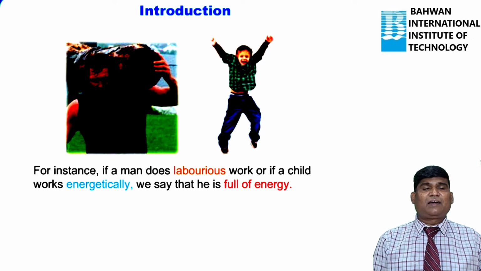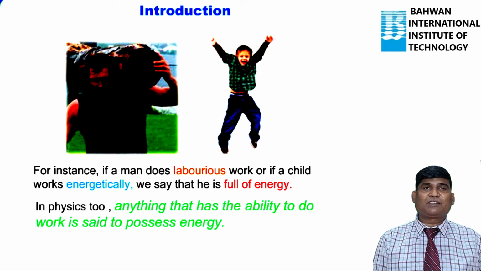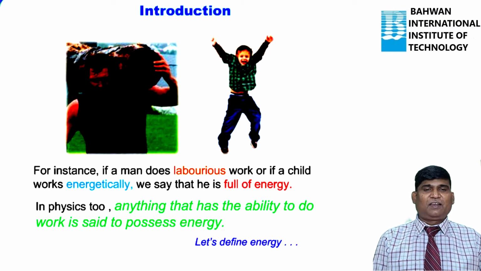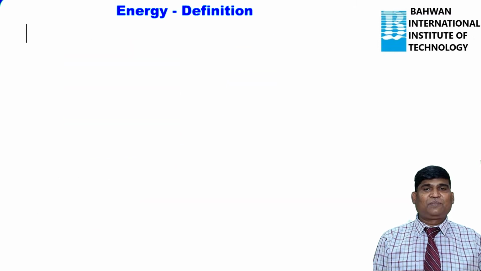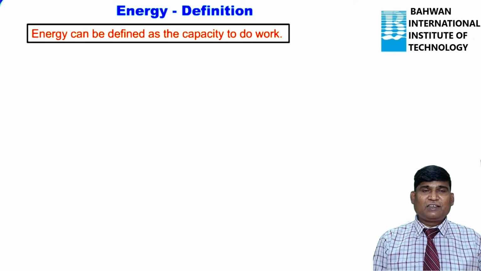When you see some examples here, one man does laborious work, or if a child works energetically, we say that he is full of energy. In physics too, anything that has ability to do work is said to possess energy. Now let us define energy. The energy can be defined as the capacity to do work. The capacity to do work or the ability to do work is called energy.